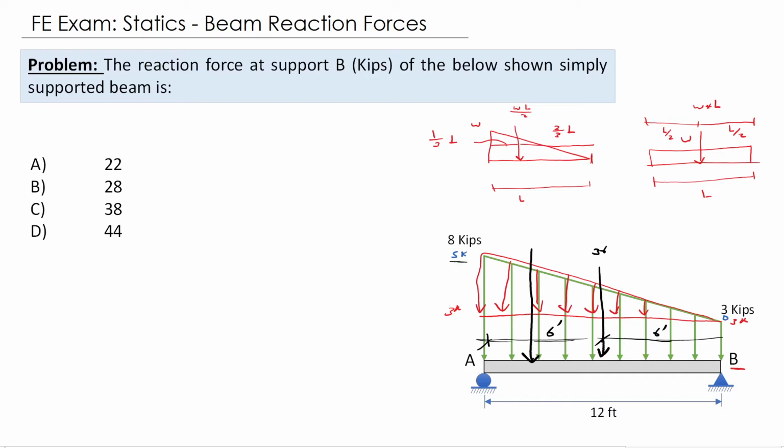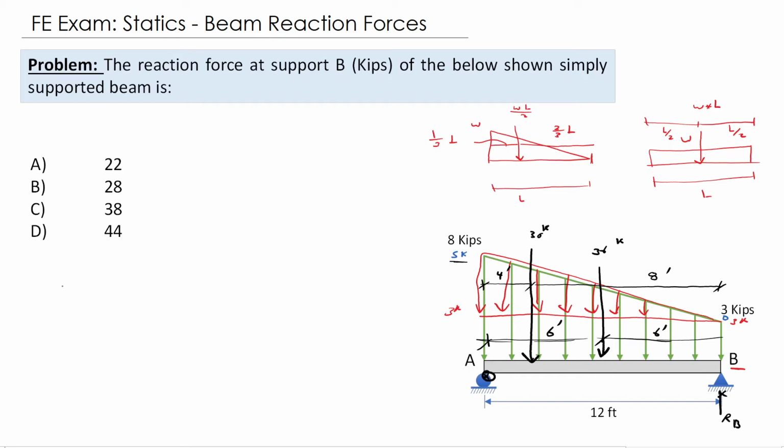So 5 multiplied by 12 divided by 2, this will give us 30 kip, and the distance from the high side is 1/3 of 12 foot, which is 4 foot, and from the low side it's going to be 2/3 of the 12, which is 8. Okay, if we need to evaluate the reaction force at B, we need to take the moment at A.